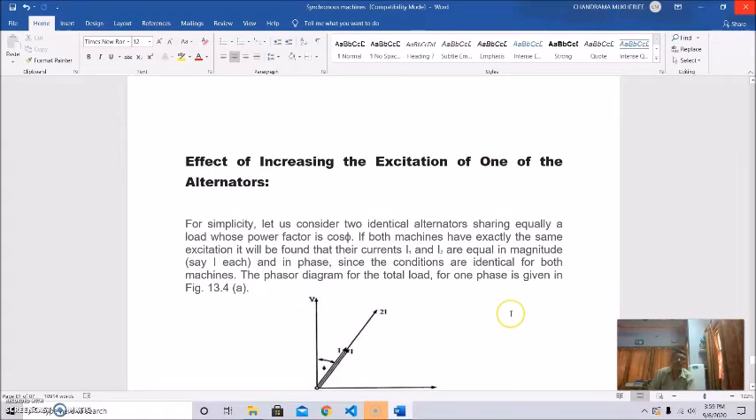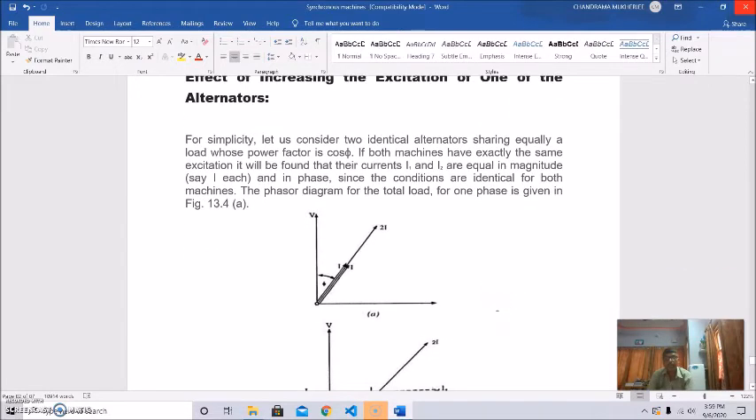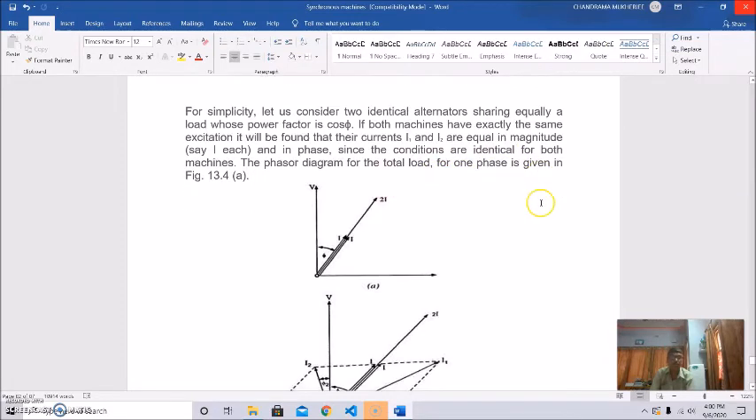Okay. Now, what is the effect of increasing the excitation of one of the alternators? For simplicity, let us consider two identical alternators sharing equally a load whose power factor is cos phi. If both machines have exactly the same excitation, it will be found that their currents I1 and I2 are equal in magnitude, say I, and in phase. Since the conditions are identical for both machines, the equation for the total load for one phase is given like this.